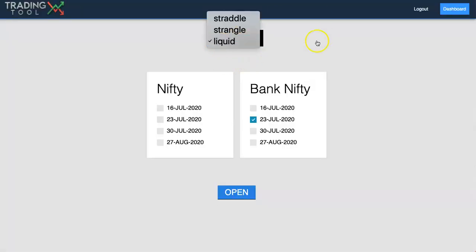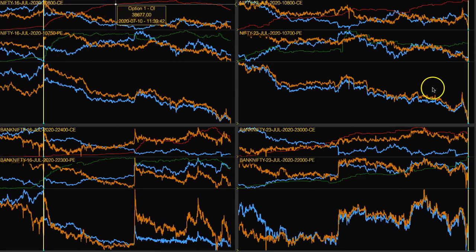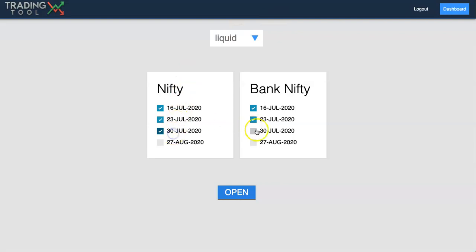So we saw all these three. To open multiple charts, you can click like this. If you are doing a calendar spread, it will be very useful. It automatically opens all the 4 charts, that is current week and next week of Nifty, and current week and next week of Bank Nifty. You can also open monthly.